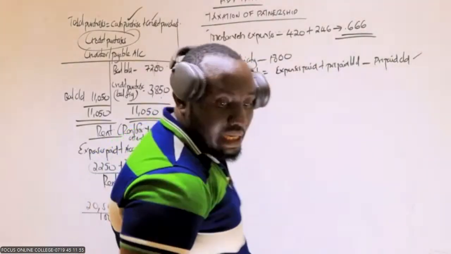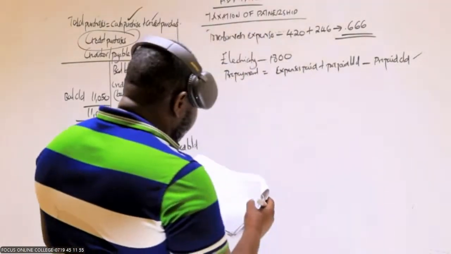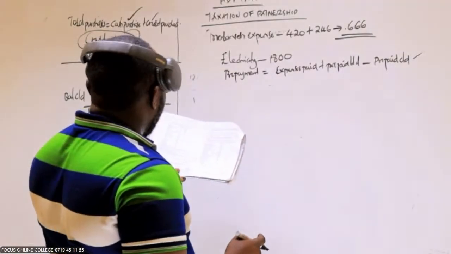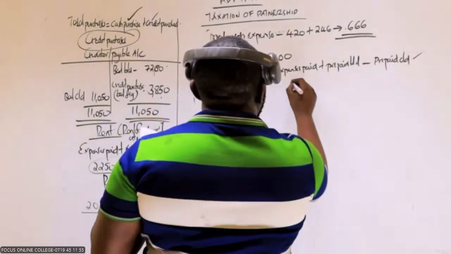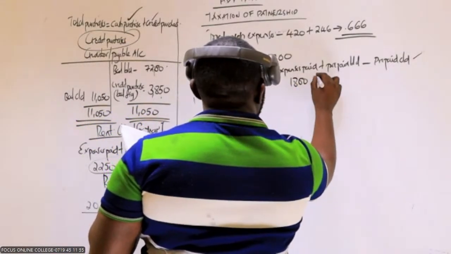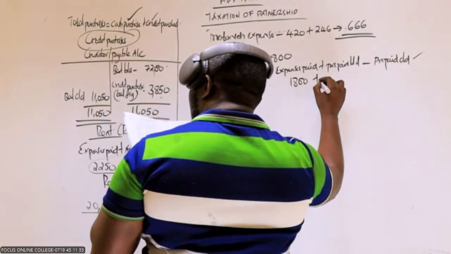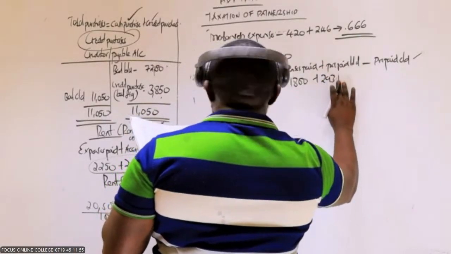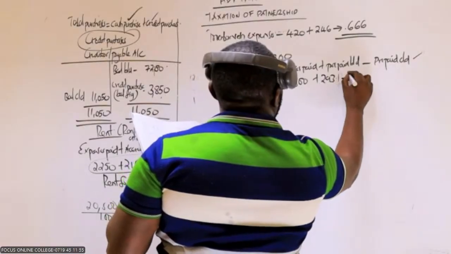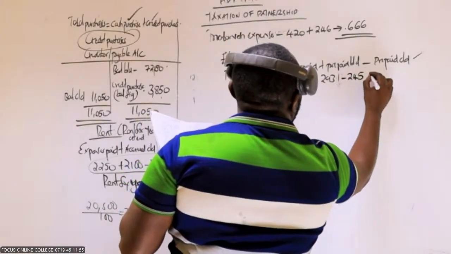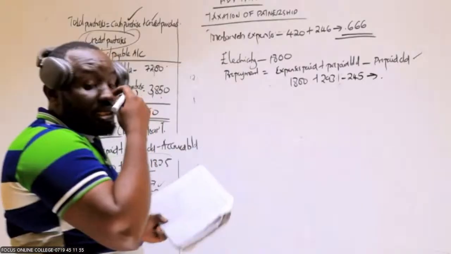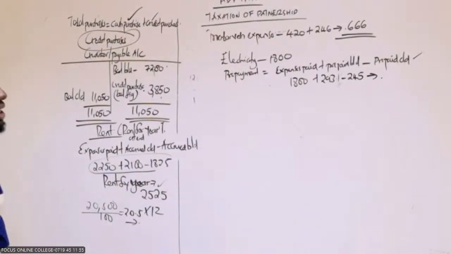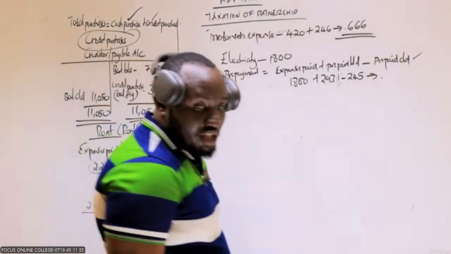So then I just come and put the figure. You don't need to come up with the T format. You only need to pick it very fast. So the figure that was paid was 1,800 plus prepaid brought down, that is 293, minus prepaid carried down, I have it as 245. So what is the figure for the electricity for the year?